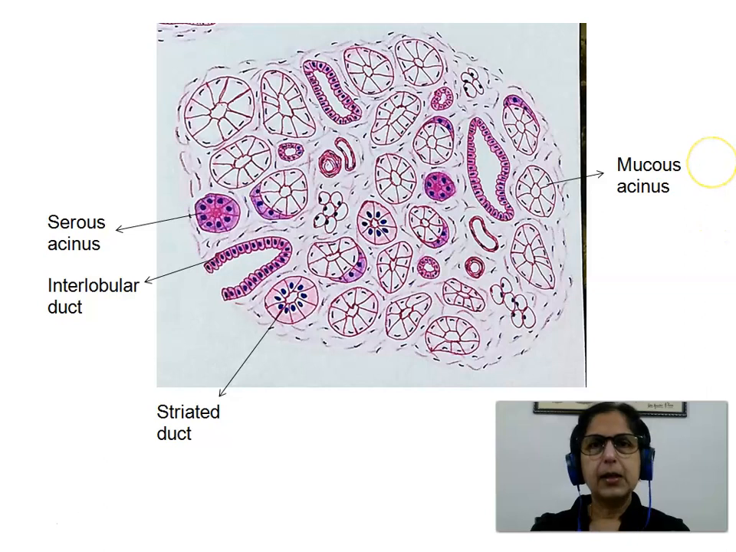A hand-drawn picture of the mucous salivary gland. What we see here are predominantly mucous acini. Very few serous acini and very few mucous acini with serous demilunes are seen, but predominantly what we see are mucous acini. Also seen here are the striated ducts, connective tissue with adipose cells and blood vessels.